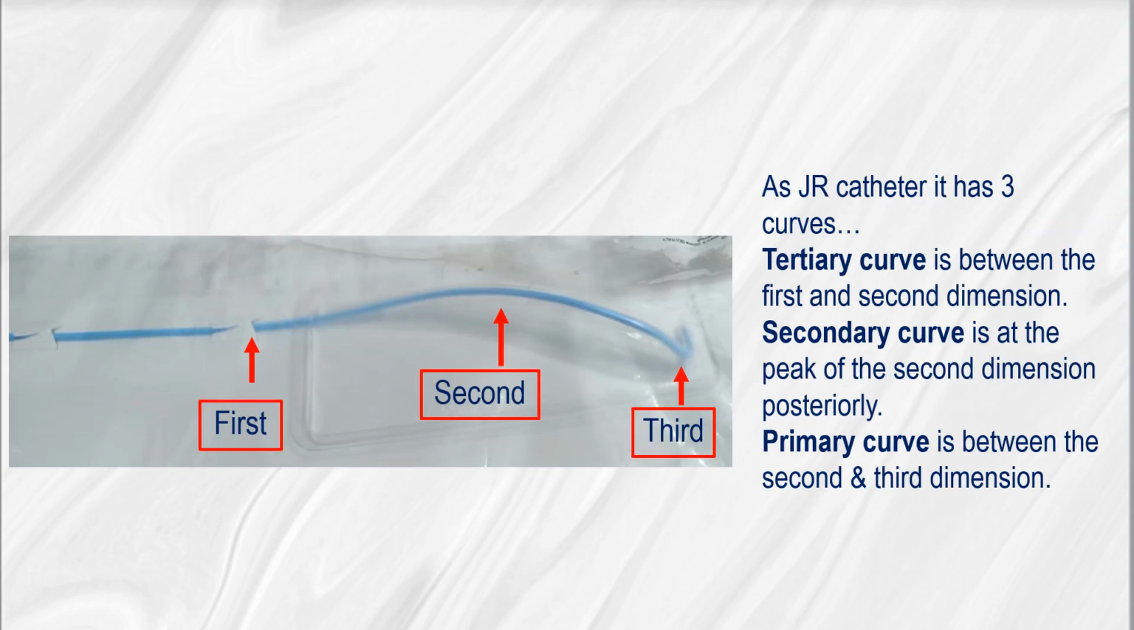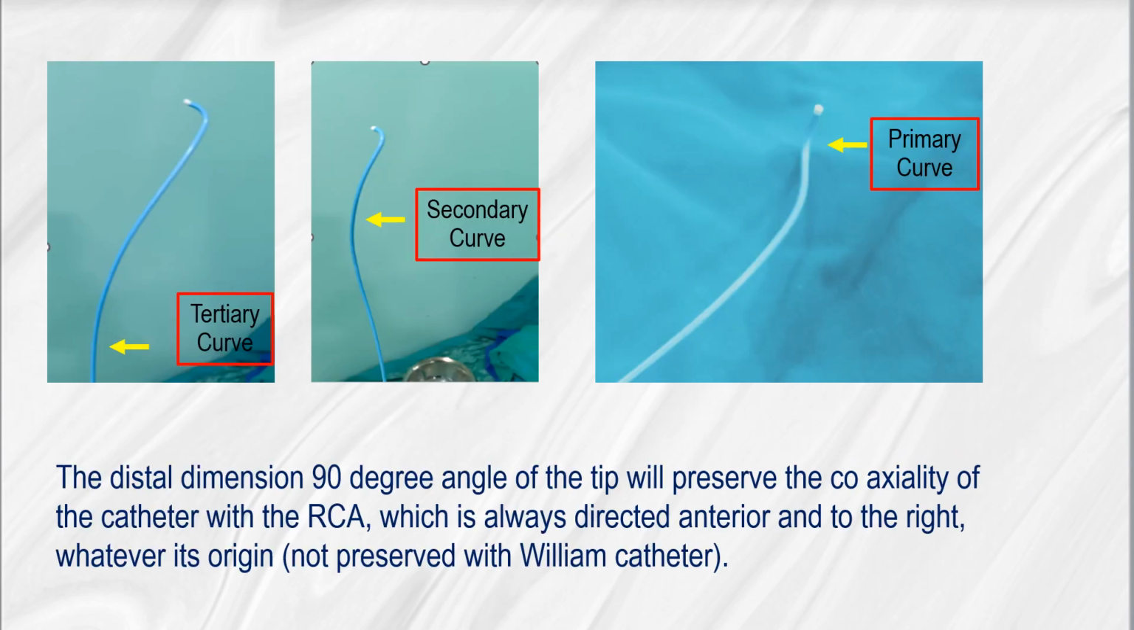As with the Judkins right catheter, it has 3 curves. The tertiary curve is between the first and second dimension. The secondary curve is at the peak of the second dimension posteriorly, and the primary curve is between the second and third dimension. The distal dimension, the 90-degree angle of the tip, will preserve the coaxiality of the catheter with the RCA, which is always directed anterior and to the right, whatever its origin. This is not preserved with the Williams catheter.